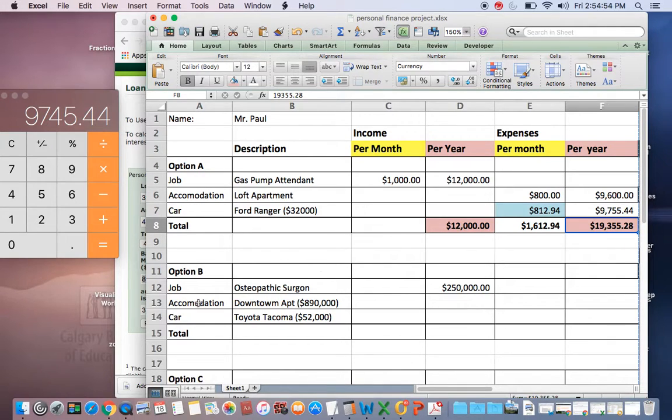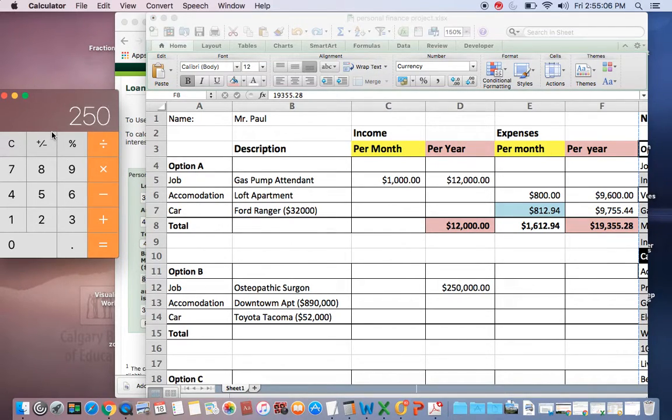So let's take a look at my second one. We'll do this one completely together. So my income as an osteopathic surgeon is $250,000 a year. A little bit different. Now, could I find out how much that is per month? Of course I can. We go 250,000 divided by 12, which is how many months in the year, and I get 20,000.